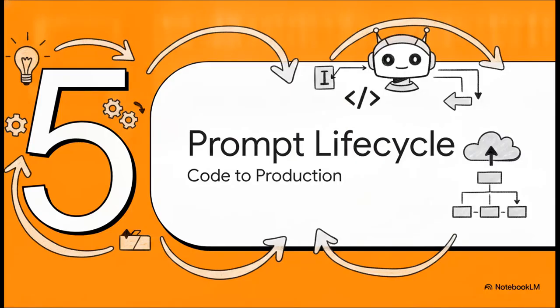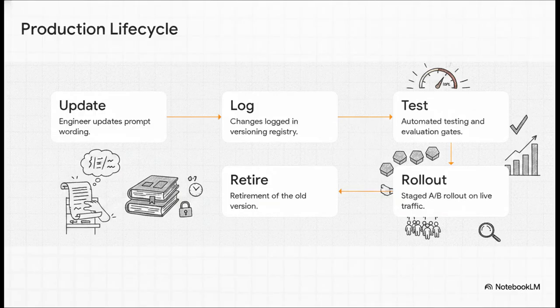Let's tie everything we've learned together in Section 5, the life cycle of a prompt from code to production. So this is what complete operational control looks like from start to finish. Step 1. An engineer or domain expert updates the wording to fix an edge case. Step 2. That change is immediately logged as a new, immutable version in the registry.